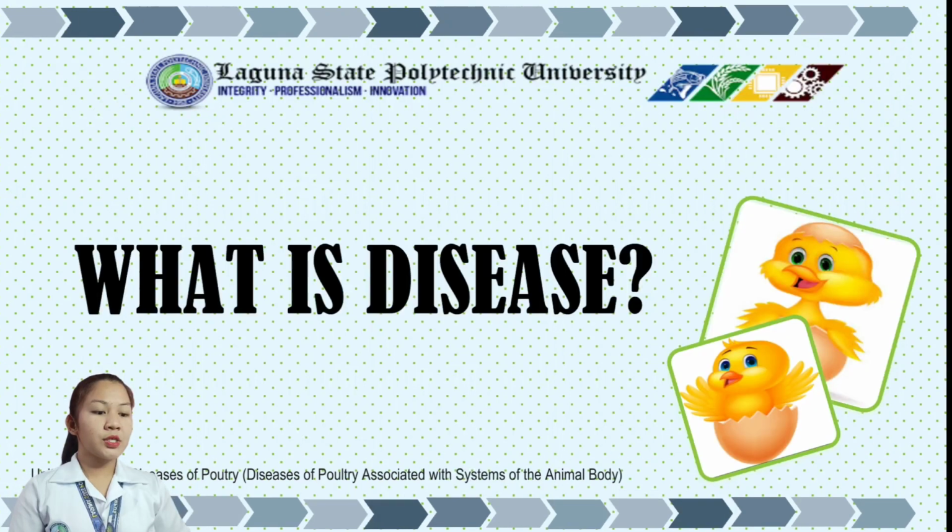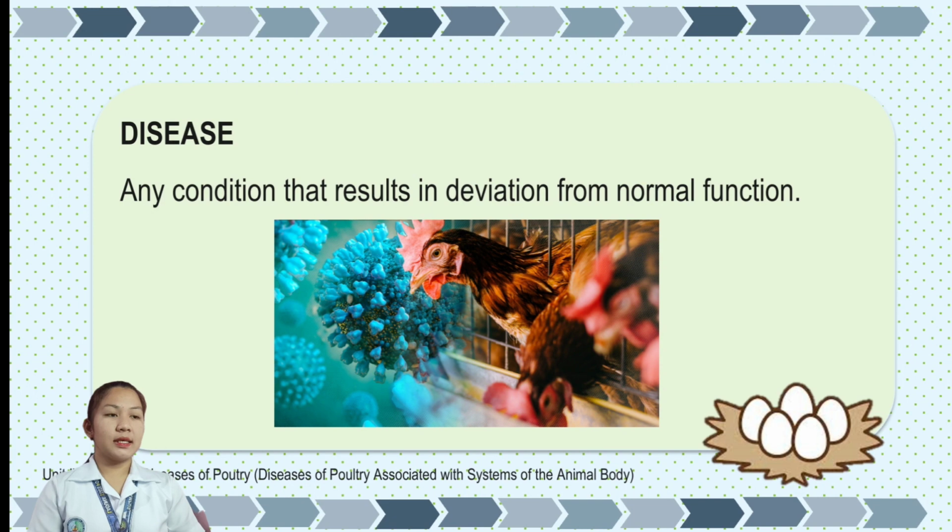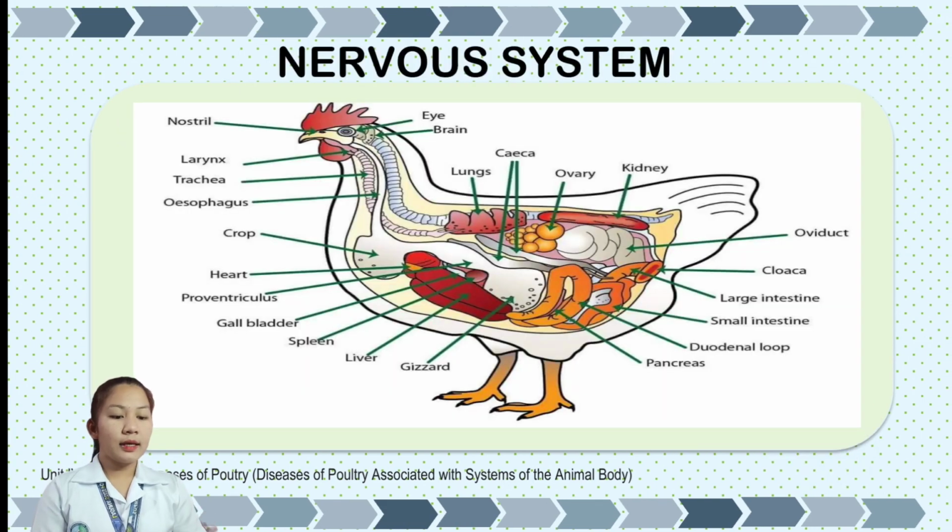So the next question in the slide is, what is disease? Disease is any condition that results in deviation from normal function. Poultry disease occurs in poultry, which are domesticated birds kept for their meat or eggs. In the next slide are the different parts of the nervous system of the chicken.